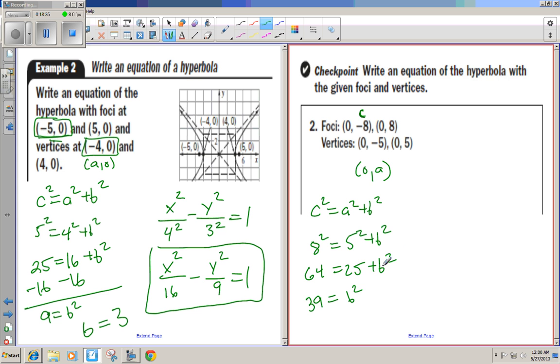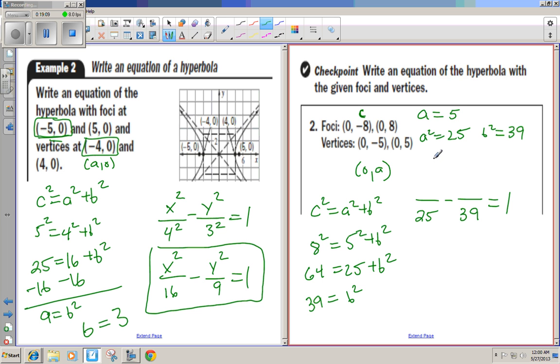So b squared is 39. I know that a is 5. Therefore, a squared is 25. I know b squared is 39. And I know that the equation should have the a first, the b second. It should equal 1. Now, we have to determine, is this x squared or is this y squared?